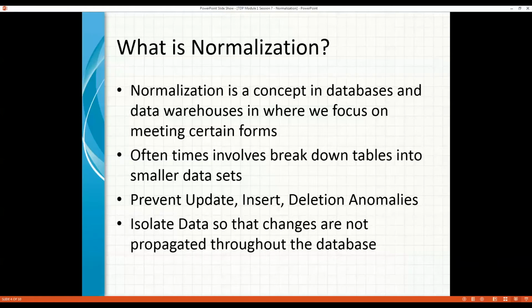So normalization is good at preventing these anomalies because what it does is isolate data so that when you do a change, you don't suddenly have a ripple effect, and it doesn't affect multiple rows instead of the one you just chose. So this is the main concept behind normalization: taking data, breaking it down to smaller data sets that are easier to manage, preventing strange things from happening in it, and just having control over the data and its design.